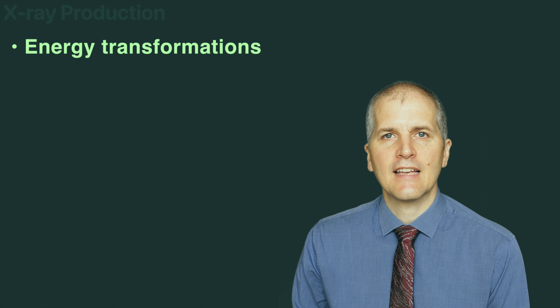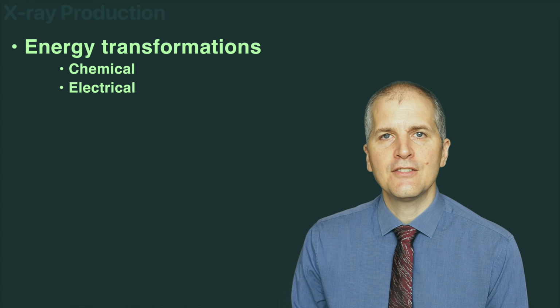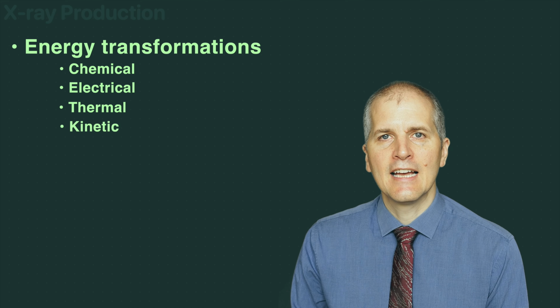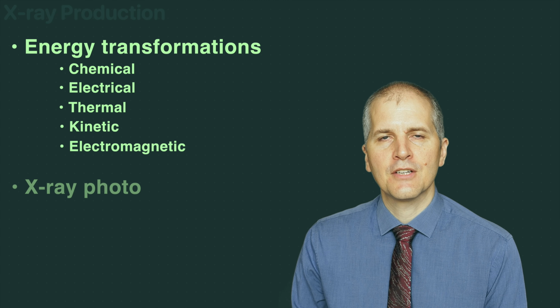Energy can be changed into other forms, and that's a fundamental part of the machines around us. Today we're going to look at how chemical energy can be changed into electrical, into thermal, into kinetic, and then into electromagnetic, all in order to take a photo. We're going to have a look at how X-ray machines work.